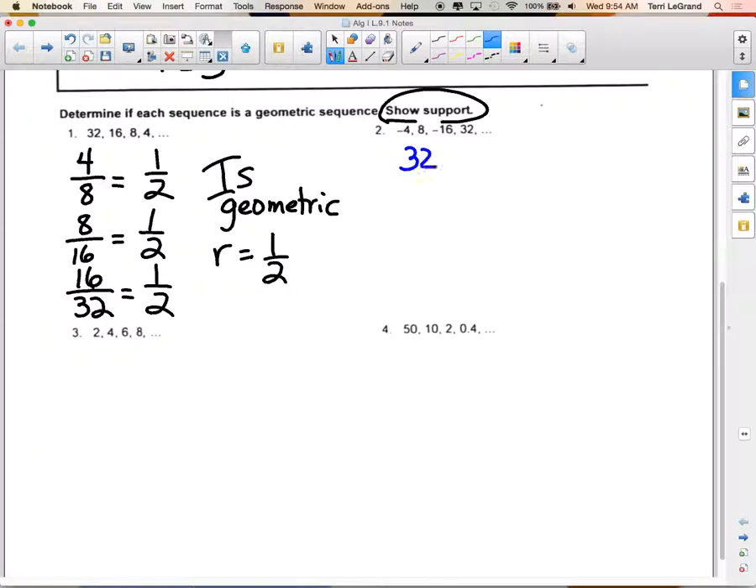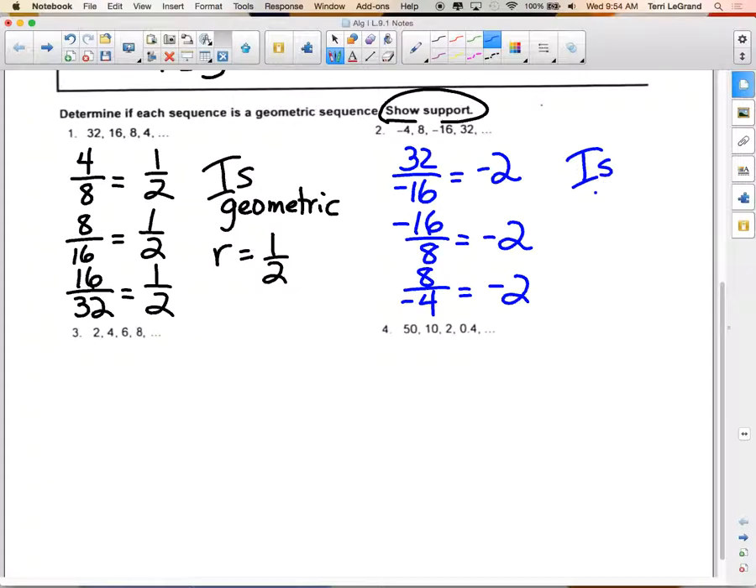Let's try the next one then. I'm going to start at the end. What's 32 divided by negative 16? Negative 2. Okay. What's negative 16 divided by 8? Negative 2. It's looking kind of promising. 8 divided by negative 4 is, I guess there is a common ratio then, isn't there? Our multiplier is negative 2 because when we divide, that's what we get.